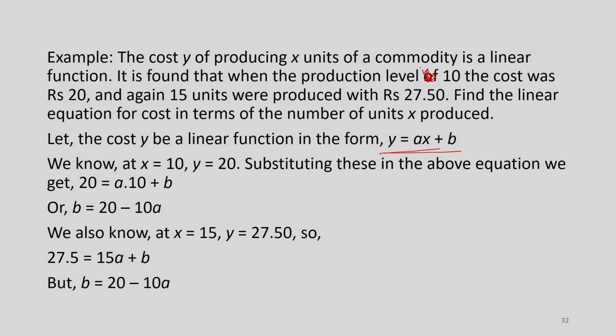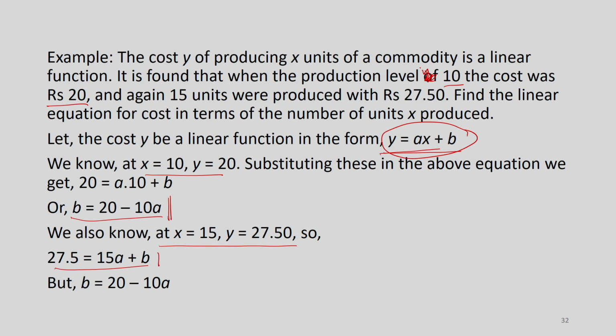So, we have to find a and b, and we are given the information that the relationship is linear. Okay, so, what further information do we know? We know that if x is equal to 10, then y is equal to 20. Then we can substitute this in this form. If we do that, 20 is equal to 10a plus b, or b is equal to 20 minus 10a. We also know that if x is equal to 15, then y rises to 27.50.